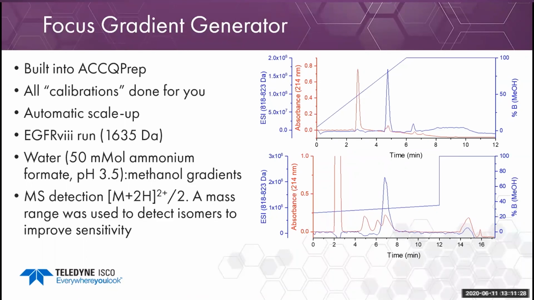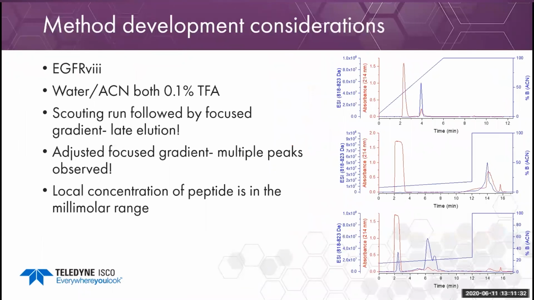What advantages does the mass spectrometer detection give us? These runs use synthesized epidermal growth factor receptor variant 3. The first run uses the common water acetonitrile modified with 0.1% TFA, that is trifluoroacetic acid. The calculated gradient in the center shows a late elution. The peak shape is a little odd too, although that might be due to the step gradient as well. A slight adjustment to the focus gradient causes a nice elution.